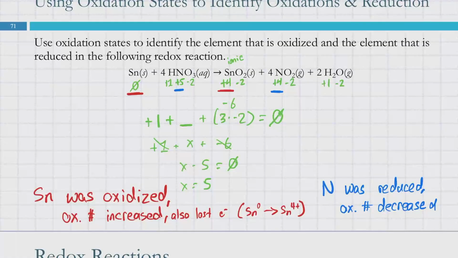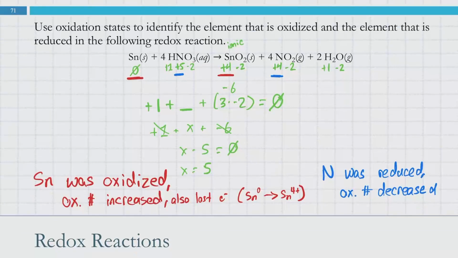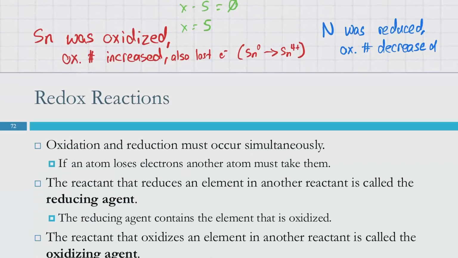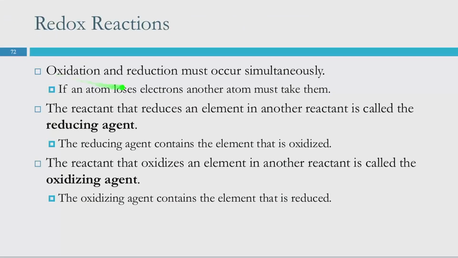Other definitions that we have are based on oxygen. If you gain oxygen, that's oxidation. If you lose oxygen, that's reduction. That would be one other way of classifying it, but typically we can just use oxidation states or our electron definitions instead. Going along with things getting oxidized and reduced, both of those things have to happen together.